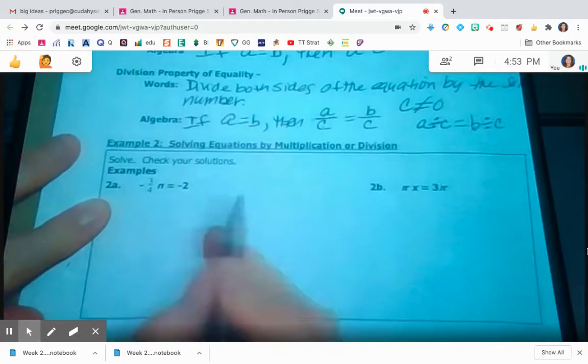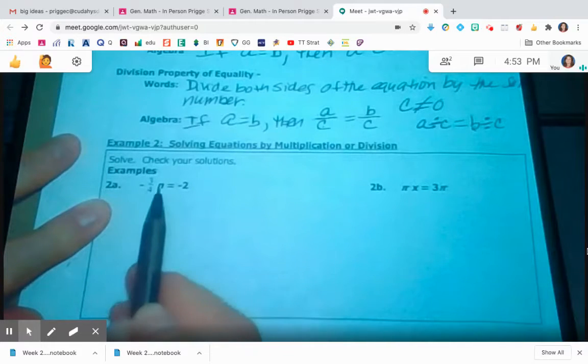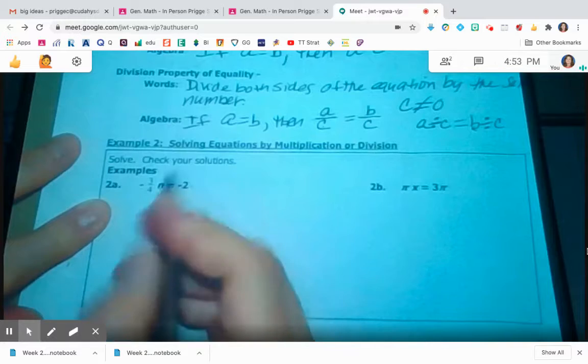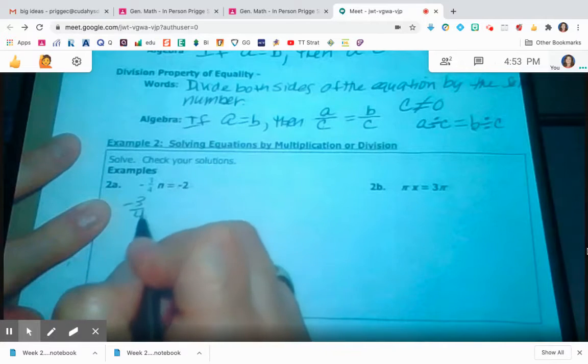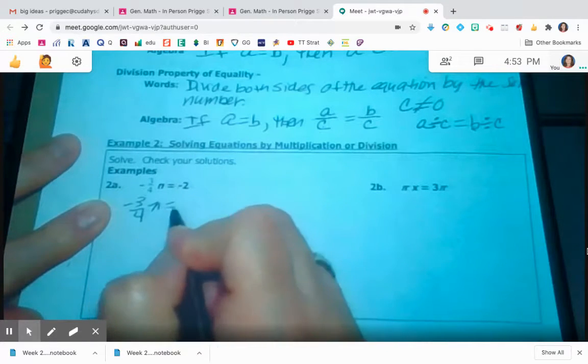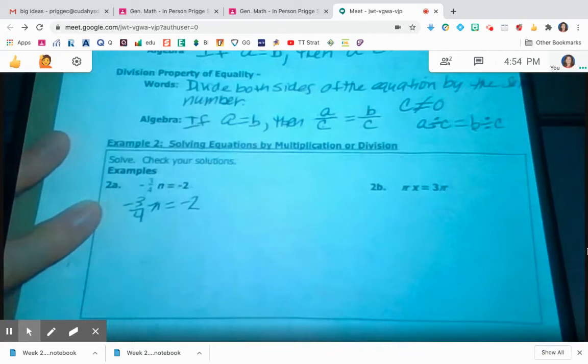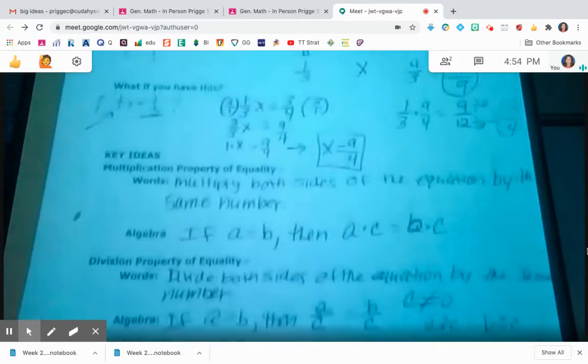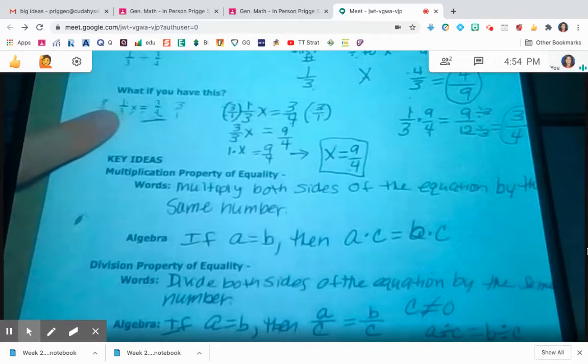The first example, I have negative 3/4 times a number is negative 2. So the first thing we have to do is rewrite our problem. The next thing we have to do is kind of go back. I can look back at my notes right here. I have a problem very similar to that right here. Okay, what did I do in this problem?